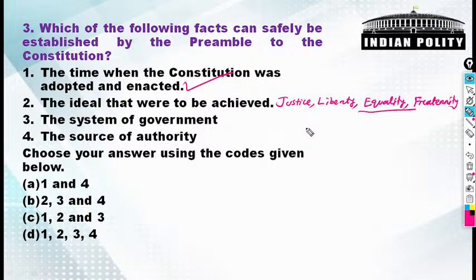What does the Constitution intend to provide in the country to the people? The Constitution intends to provide justice, liberty, equality, fraternity. So they are mentioned in the Constitution. What type of justice? Political, social, and economic justice. Liberty of thought, expression, belief, faith, and worship. Equality of status and opportunity, and promoting fraternity, assuring dignity and unity and integrity of the nation. So these are the ideals that are professed by the Constitution.